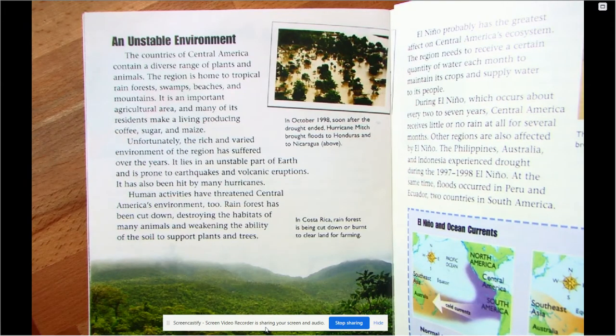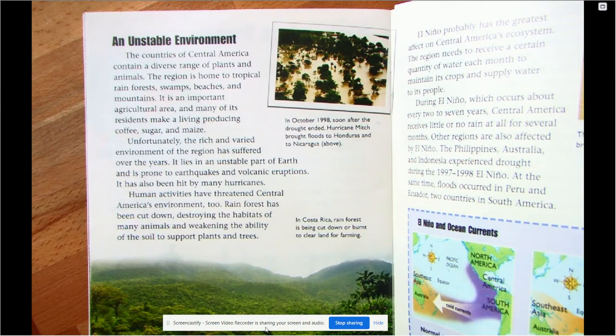Unfortunately, the rich and varied environment of the region has suffered over the years. It lies in an unstable part of Earth and is prone to earthquakes and volcanic eruptions. It has also been hit by many hurricanes. Human activities have threatened Central America's environment too.